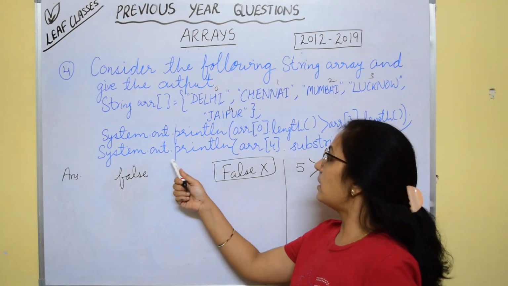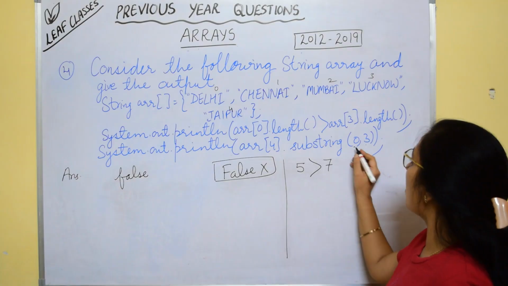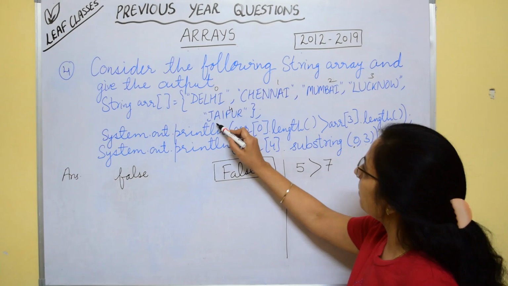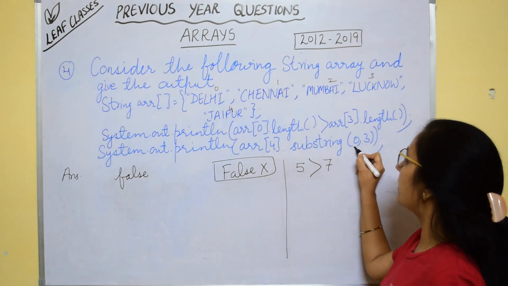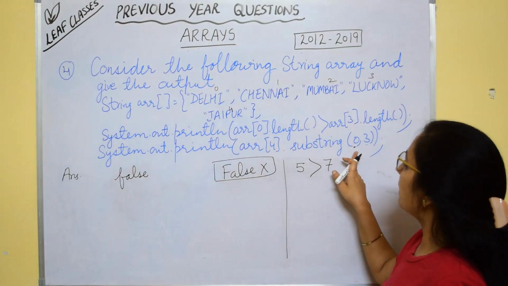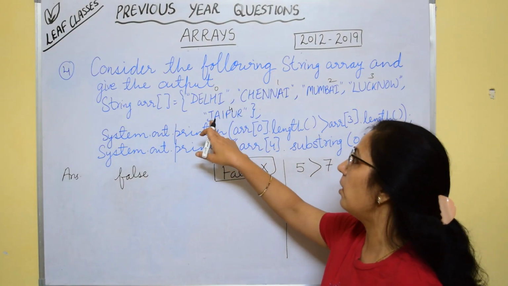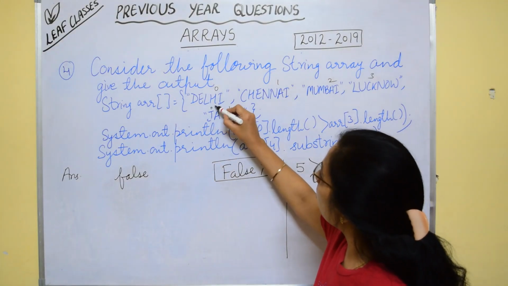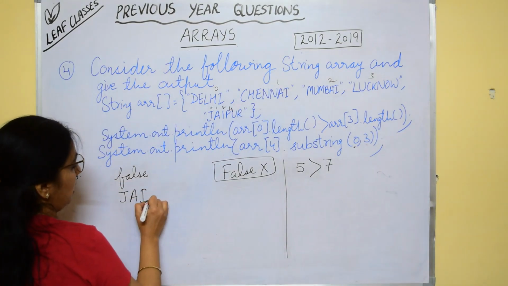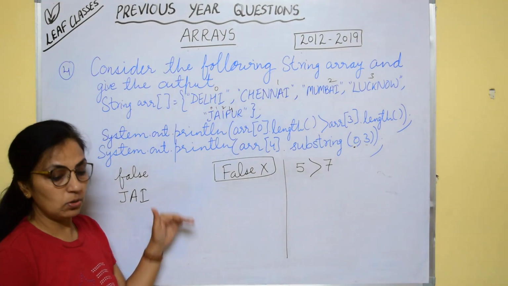See the next statement, print ARR 4, that is Jaipur dot substring 0, 3. Substring function extracts the characters from the given string starting from the first index number till this index number, excluding this. That means this will extract starting from 0 till 2 from the string Jaipur. So it will be 0, 1, 2. So the output will be JAI. I hope this part of the question is clear to you.